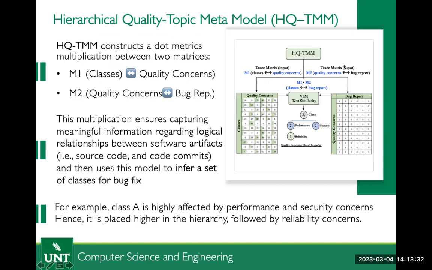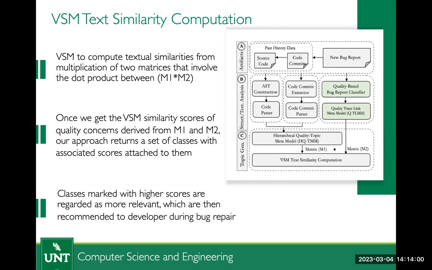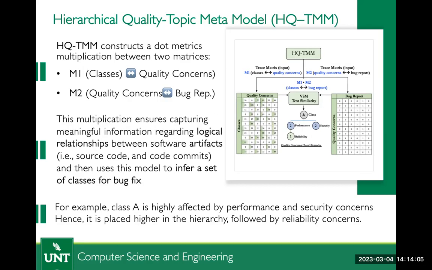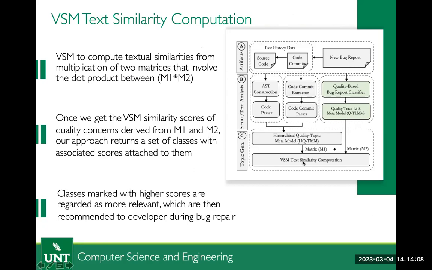To relate them, we create a VCM text similarity model, which is able to match which classes or concerns are potentially affected or capture the quality concerns that this bug report most probably needs for resolving. That is the VCM, and it is the final part of the algorithm.